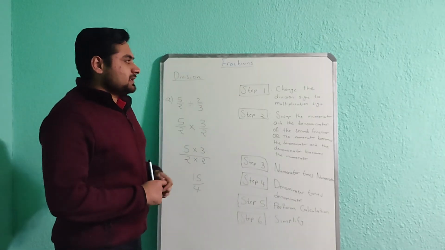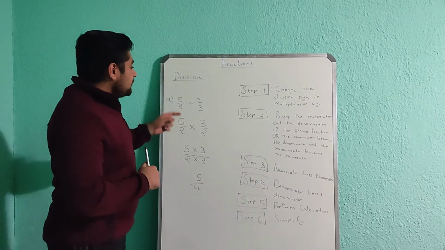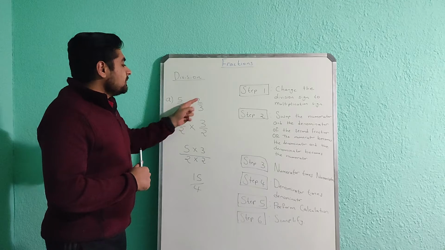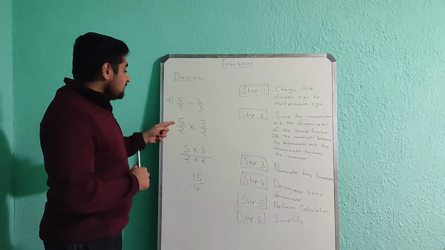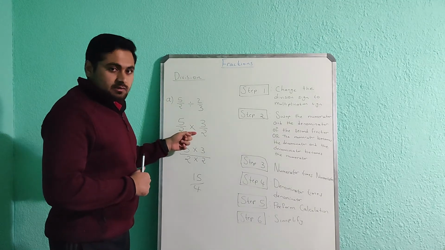So what does step 1 say? Change the division sign to the multiplication sign. So we came from 5 over 2 divided by 2 over 3. We said 5 over 2 times. We changed the division sign to the multiplication sign.